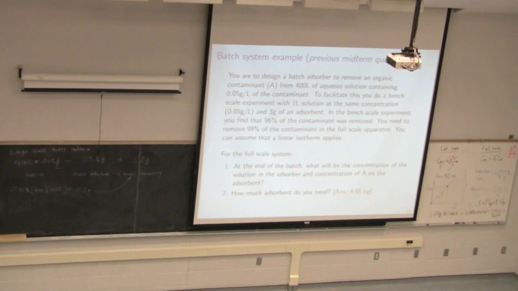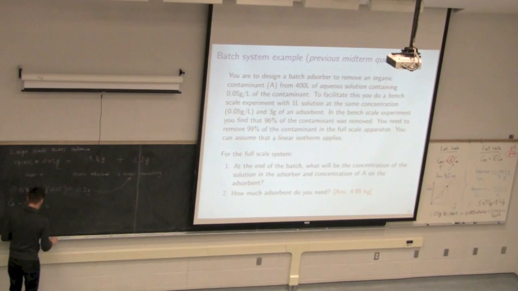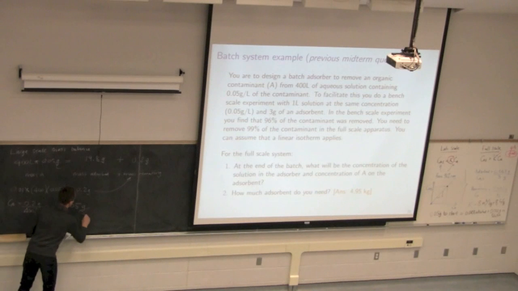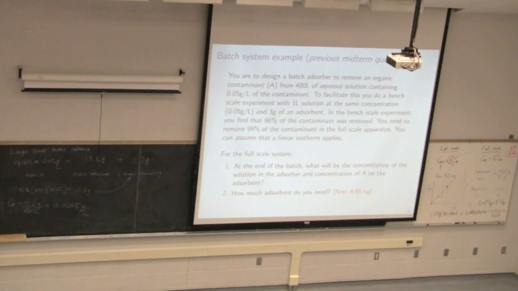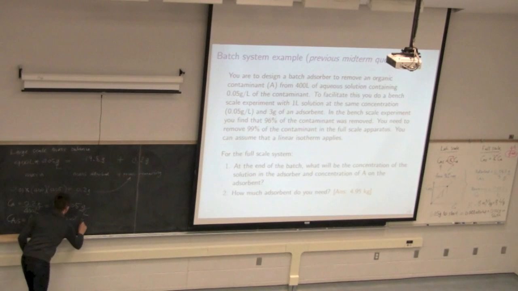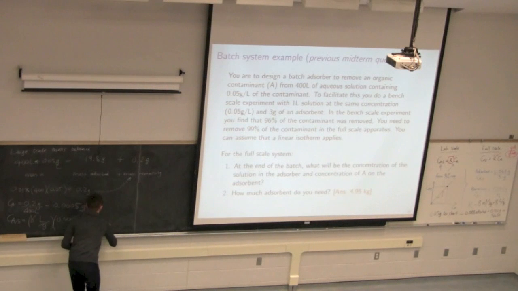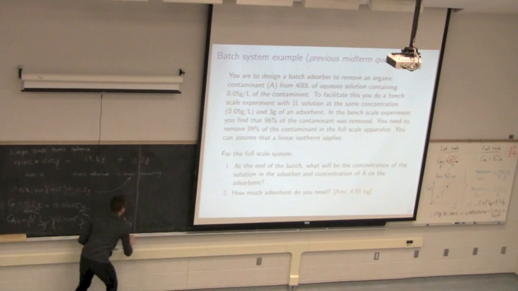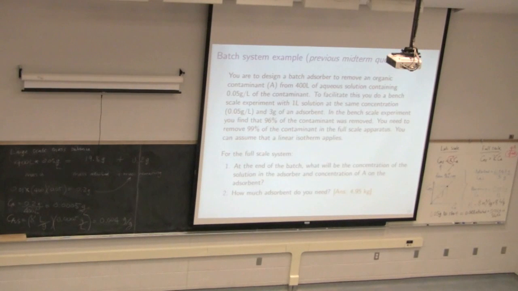Okay, so from that mass remaining, I can get CA. CA is equal to 0.2 grams per 400 liters, which is equal to 0.0005 grams per liter. Then using that constant K of 8, I can get CAS is equal to 8 liters per gram multiplied by that concentration in grams per liter, and I get an answer there of 0.004 grams per gram. Okay, so that's CA and CAS for part one of the question.